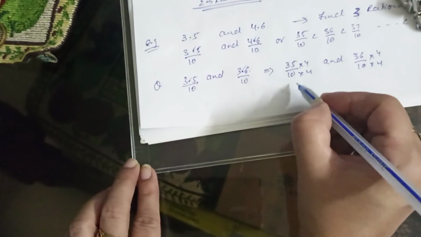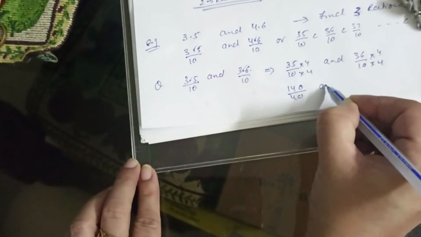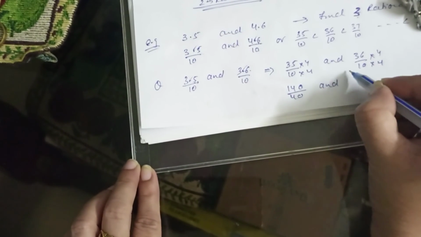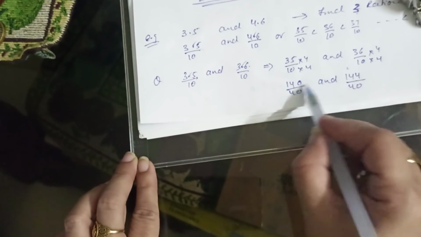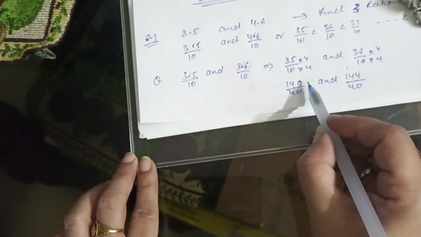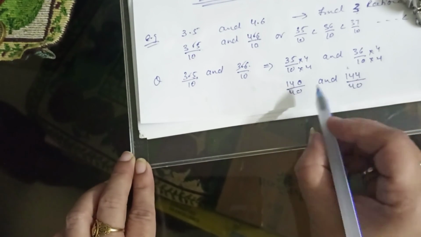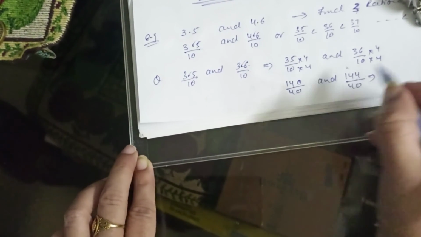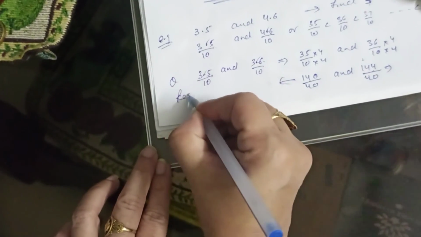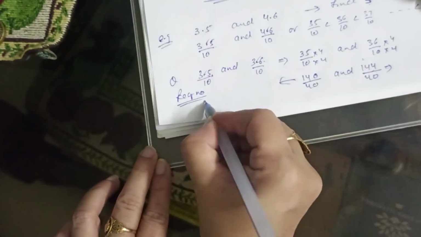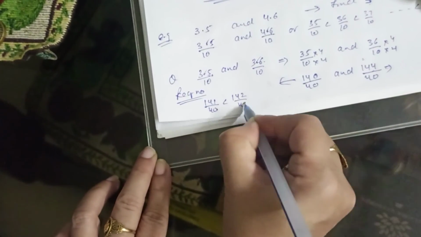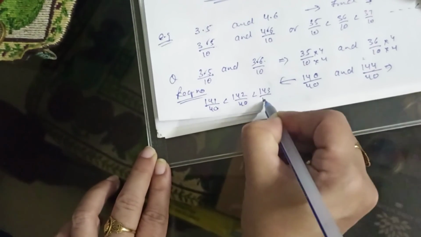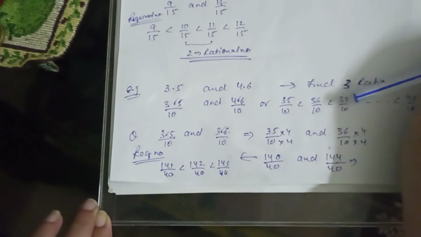So 4 times 35 is 140, and the denominator is 40, and 4 times 36 is 144, and the denominator is 40. Now exactly how many numbers will you get? 3 numbers: 141, 142, 143. So you can write the required numbers are 141 by 40, then 142 by 40, and 143 by 40. Okay, so this is the basic concept which we did here.